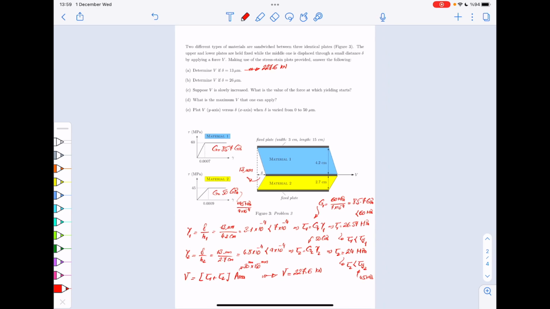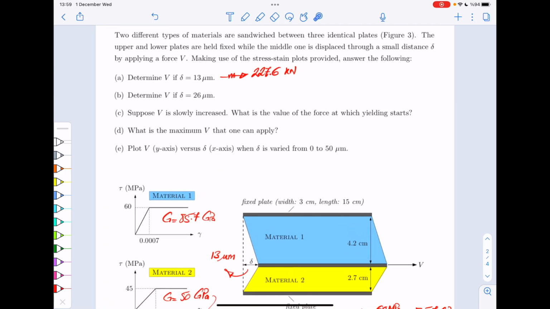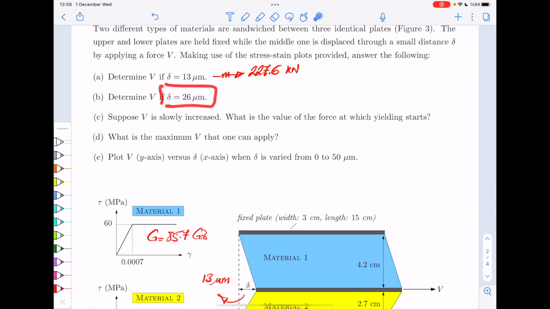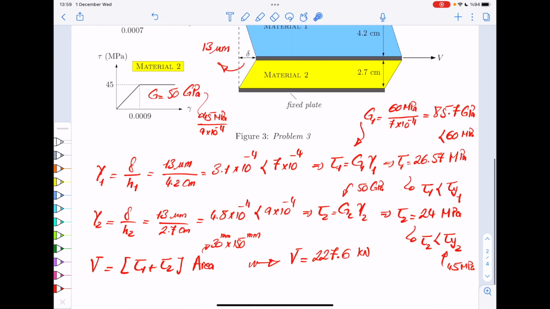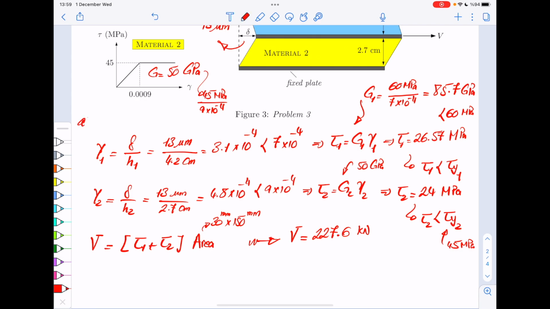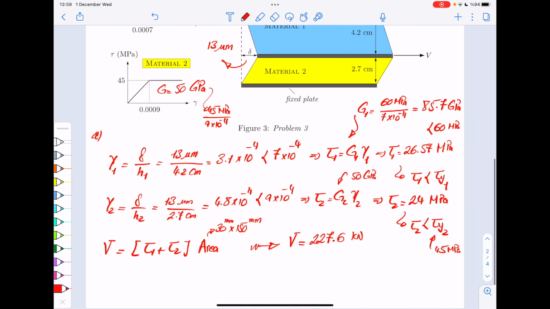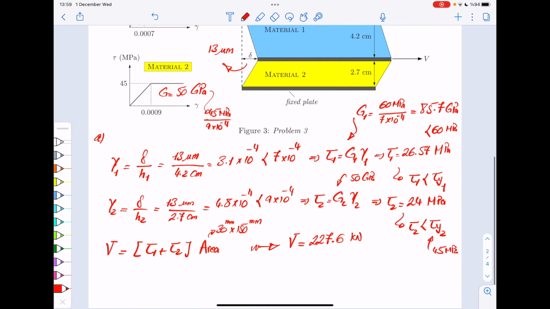Now, for part B, we want to repeat this procedure, but in a slightly more complicated manner, as we will see shortly, because we will see that this delta exceeds the yield limit for one of the materials. So we need to be more careful. So let's say this was part A. Now, for part B, we basically repeat the same thing. We calculate gamma 1 and gamma 2 and see where we stand if we have delta of 26.